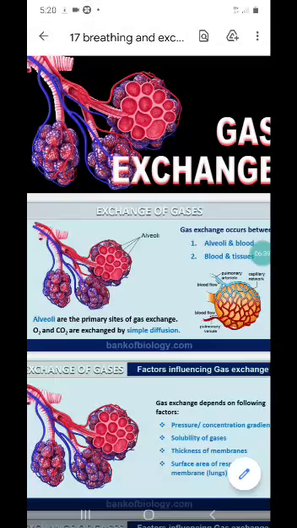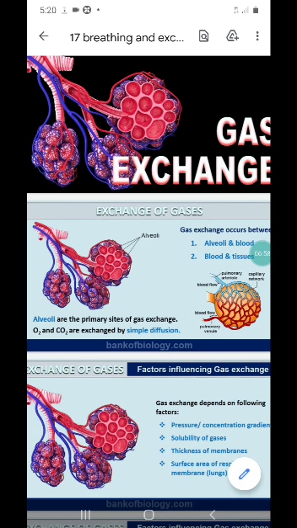Now coming to the gaseous exchange. Where all does gaseous exchange take place? Between the blood and the alveoli, and between the blood and the tissues. These are the two places where exchange of gases happens.